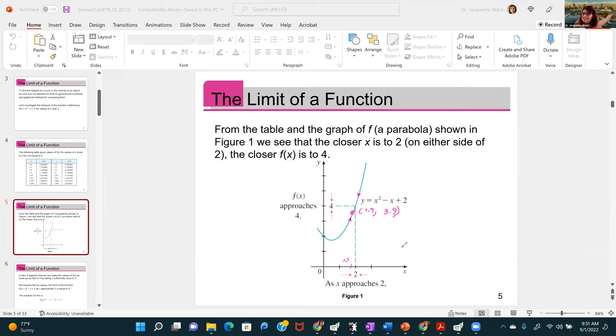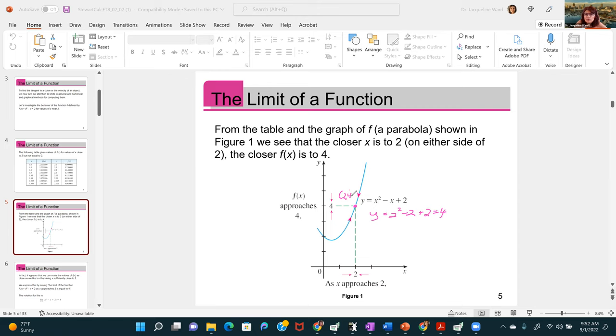And the same from the right-hand side. If you do like 2.1, you're going to go up here, and the y value is just going to be a little more than 4. But as you get closer and closer to 2, notice what happens when you substitute 2 in there. Two squared is 4, minus 2 is 2, plus 2 gives you 4, right? And we can see it here on the graph. So that is the point (2, 4). When x is 2, y is 4.